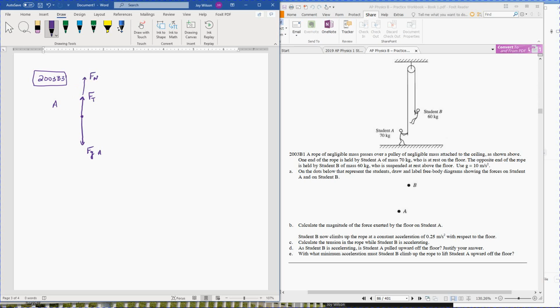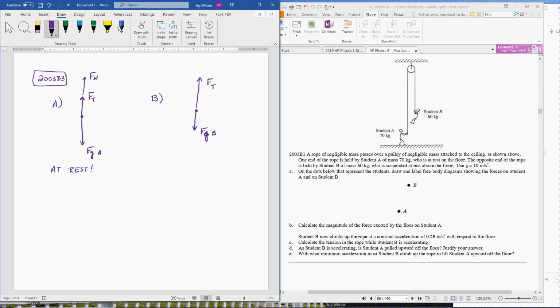So, force normal. Now, for student B, what do we have for student B? Well, student B is not in contact with the floor, so there's no normal force. But student B does still have a weight, force due to gravity for B. And this time they're getting pulled up by tension from the other kid. And we don't know what's happening, except they tell us that right now we are at rest, which means all these forces should add up to 0.